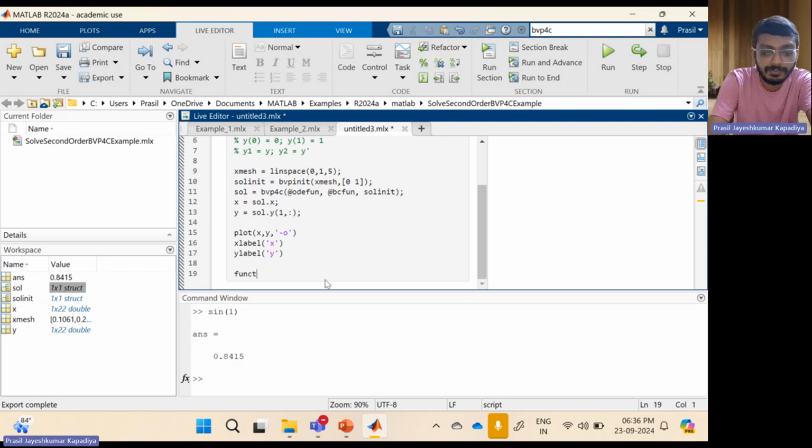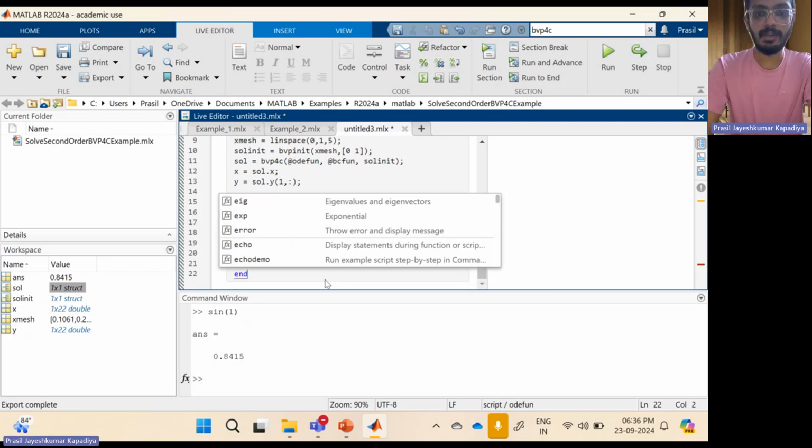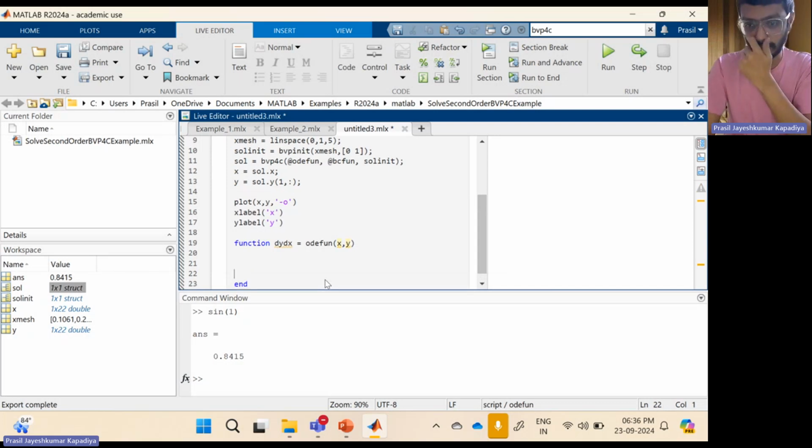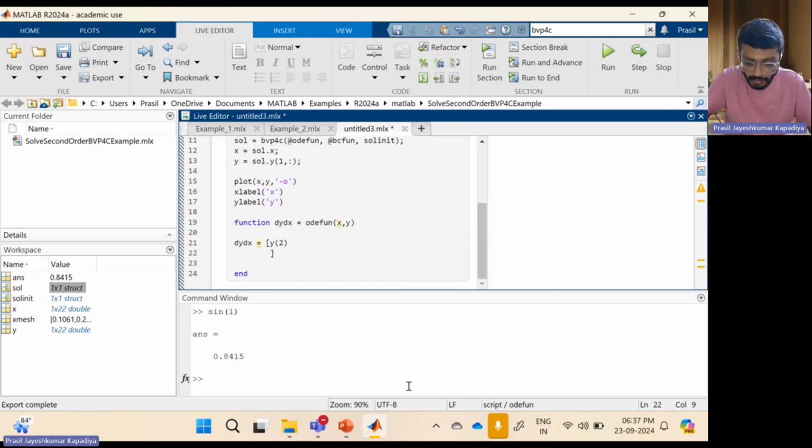So function dydx is equal to ODE function x comma y. I will put one end because if I start the function, I need to end the function. Okay, so my function dydx is equal to, let's write down the first equation. My first equation will be always y of 2. And my second equation, what is my second equation? Minus y of 1 minus 2 into y of 1.